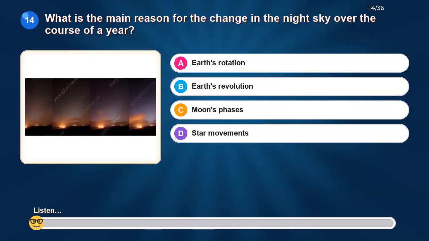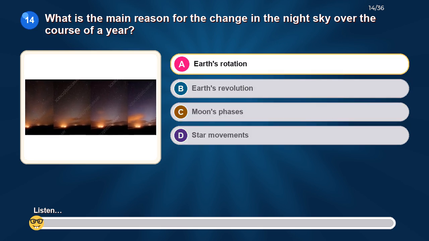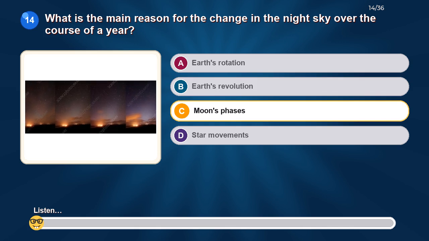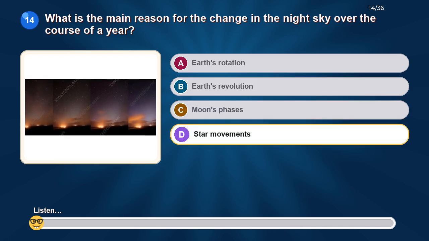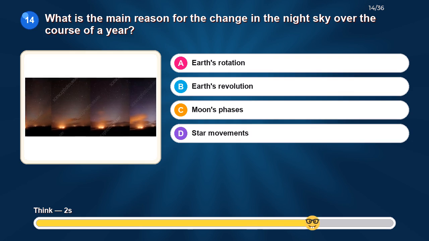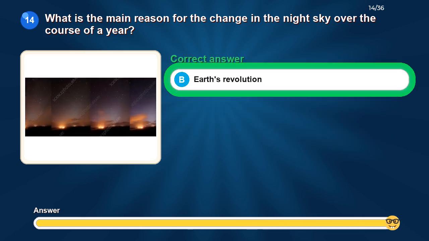What is the main reason for the change in the night sky over the course of a year? Option A. Earth's rotation. Option B. Earth's revolution. Option C. Moon's phases. Option D. Star movements. The correct answer is Earth's revolution.